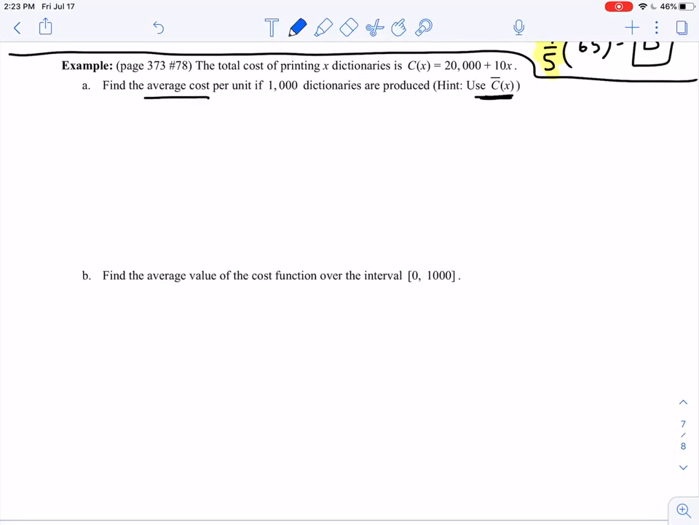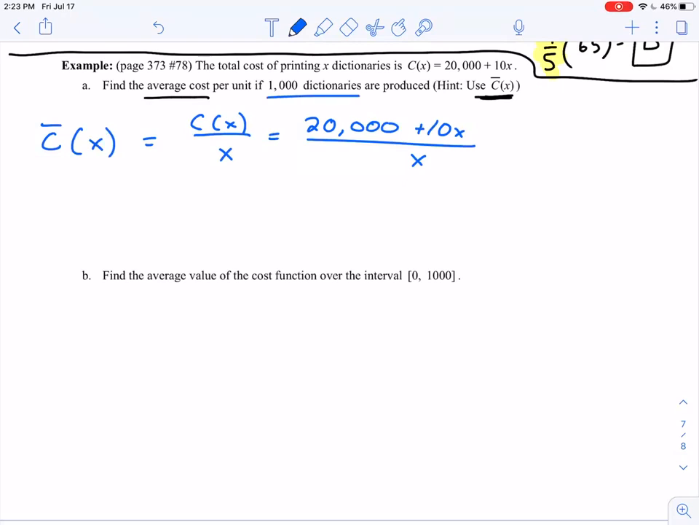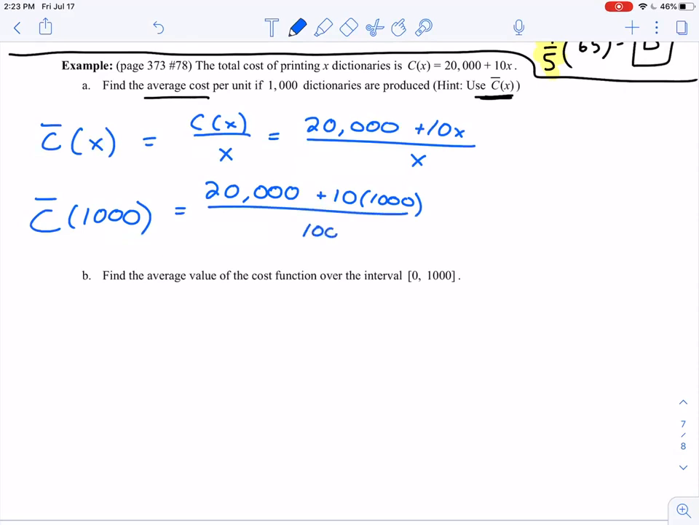If I want to find the average cost, it's given by C bar of x, which is C of x divided by x. So you could, if you wanted to, take 20,000 plus 10x over x. We could simplify that and say 20,000 over x plus 10 if you really wanted to, or you could just leave it like this. It's up to you. But I want to evaluate this if 1,000 dictionaries are produced, so I want C bar of 1,000. So here I'll have 20,000 plus 10 times 1,000 divided by 1,000. Oh, and here let me grab my graphing calculator. 20,000 plus 10 times 1,000 is 30,000 divided by 1,000. Here I have an average cost of $30 per dictionary.